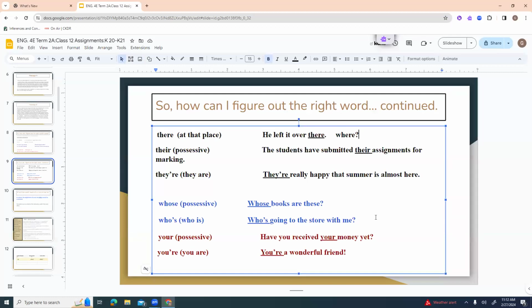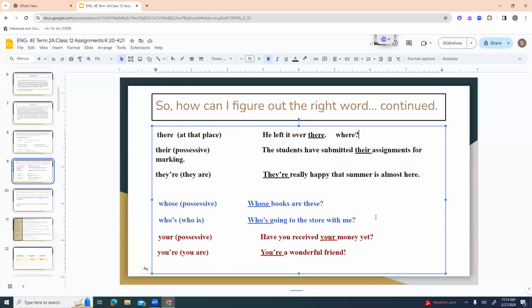Who's going to the store with me? And just like any other contraction, spread it back out into two words. Who is going to the store with me? So up top, I couldn't say who is books are these. It doesn't make sense. So that's one way to keep the two separate.